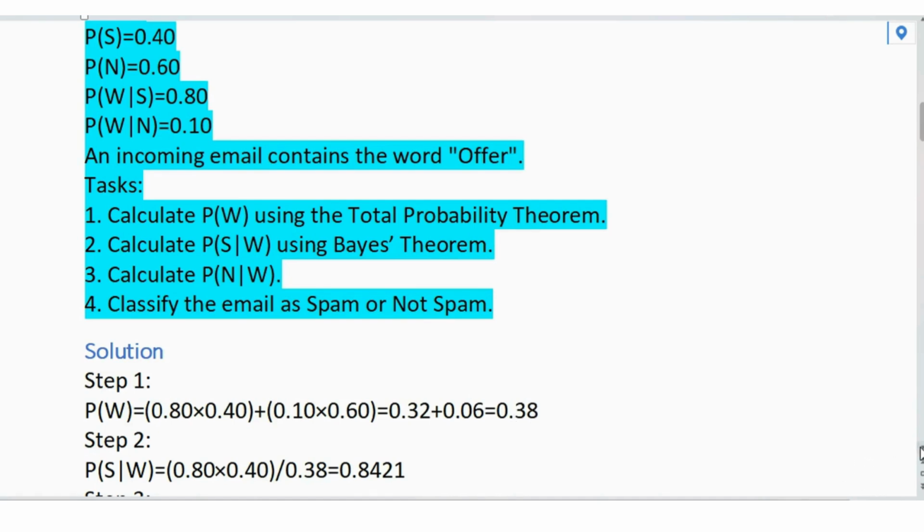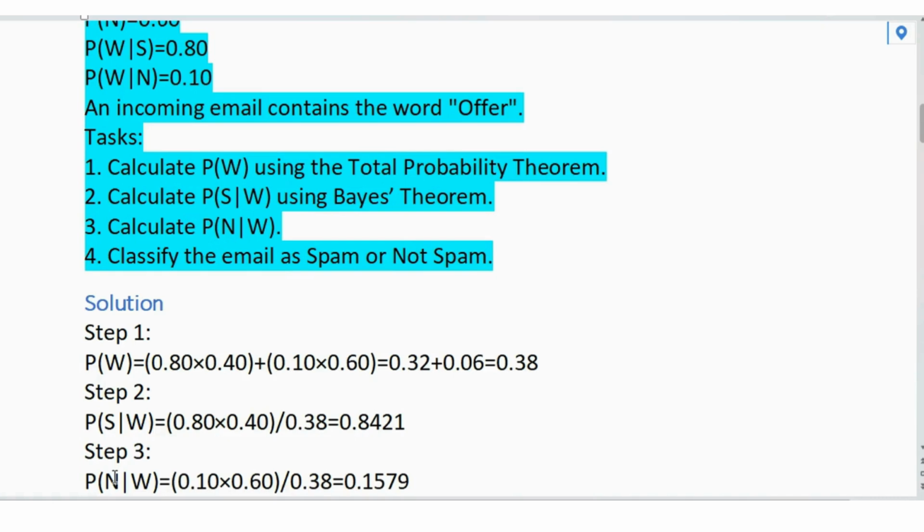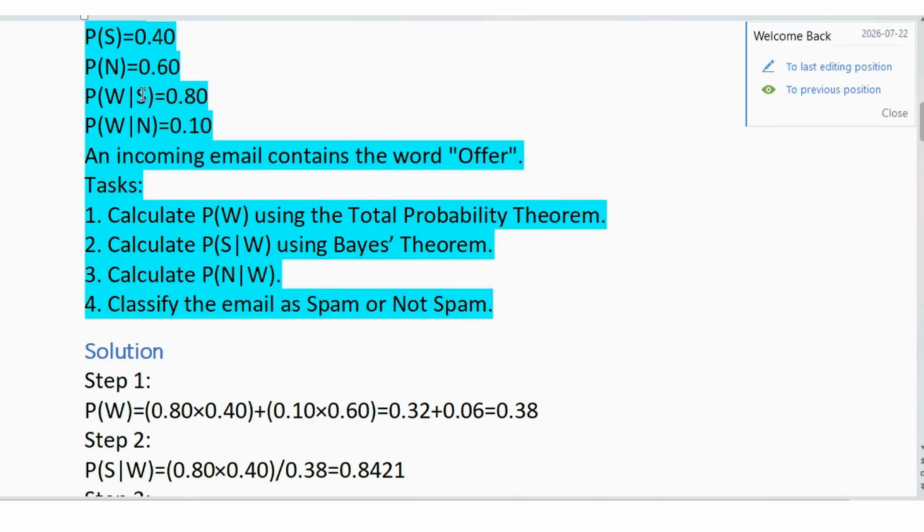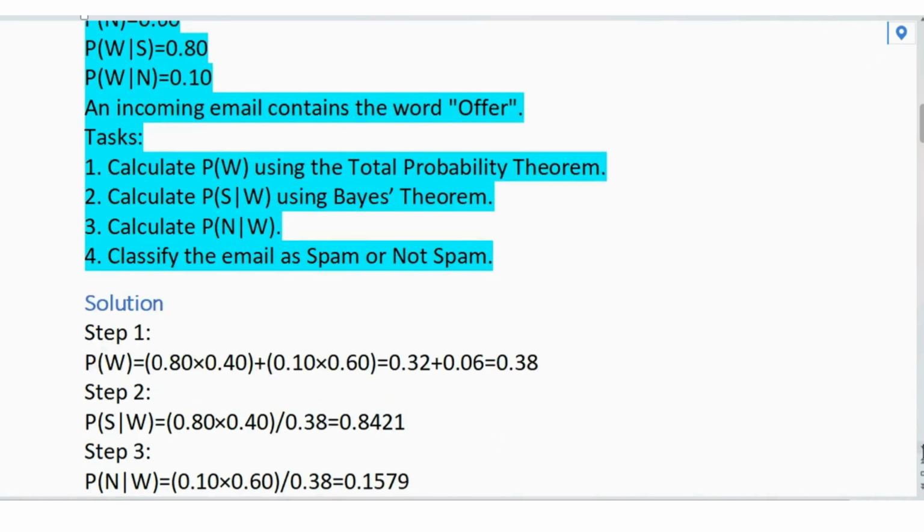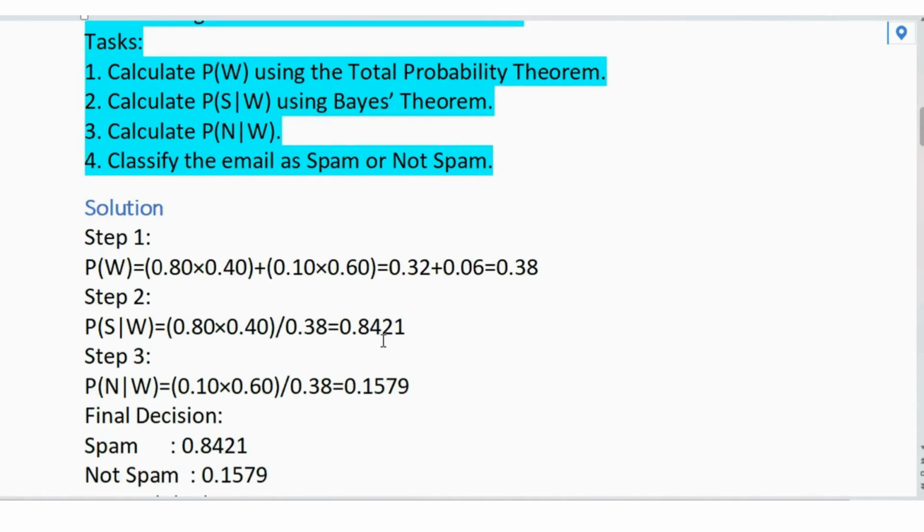The next step is calculating the probability of a non-spam mail given that it has the word offer. It is the probability of the word from a non-spam mail, that is 0.1, times the probability of a non-spam mail, which is 0.6. That is the numerator, and the denominator is the total probability. When you multiply it, you get 0.1579. Next, for step 4, we check which is greater. For spam, the probability is 0.8421, and for non-spam mail, it is 0.1579. So obviously, we decide that it is a spam mail.